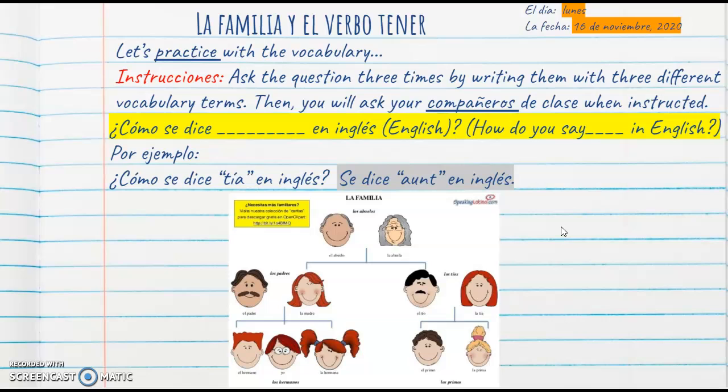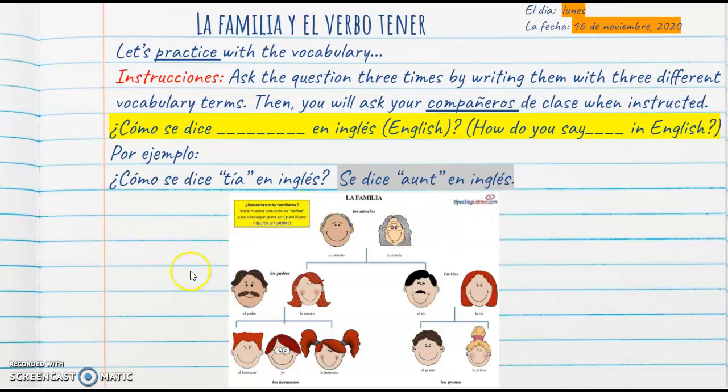So, instructions. Ask the question 3 times by writing them with 3 different vocabulary terms. Then you will ask your compañeros de clase, your classmates, when instructed. So the question that you're working with is, ¿Cómo se dice blank en inglés? How do you say blank in English?